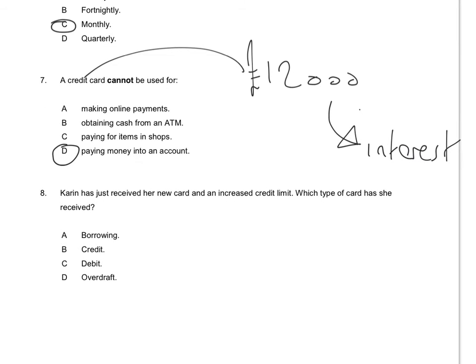Right. Karen has just received her new card and increased credit limit. Which type of card has she received? Now, if she's got a new card and it's got a credit limit, it's going to be a credit card. So it's going to be between credit and debit, and it's credit.